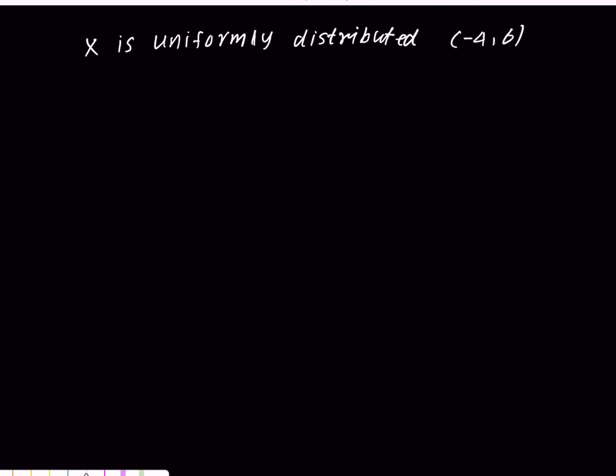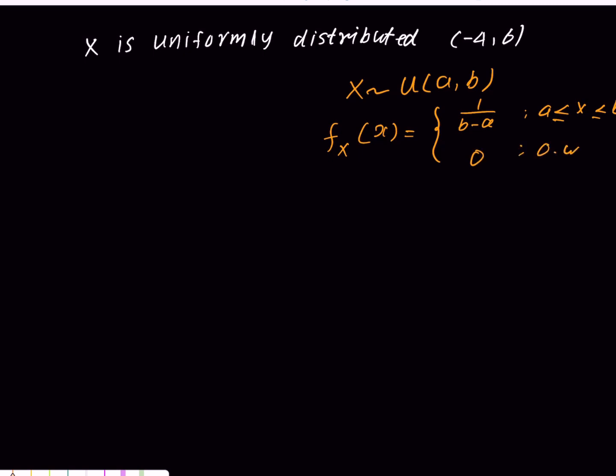So what is the PDF? Probability density function. First, let me say x is uniformly distributed between A and B, right? Then what is the PDF? The PDF of x is 1 over B minus A for x between A and B, and otherwise it is 0, right?